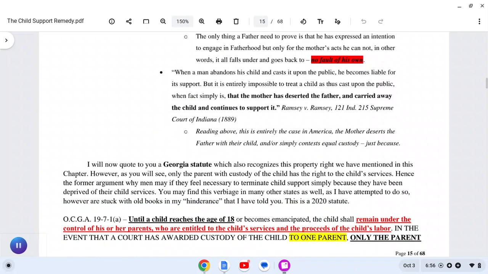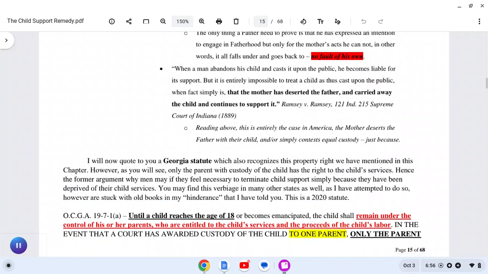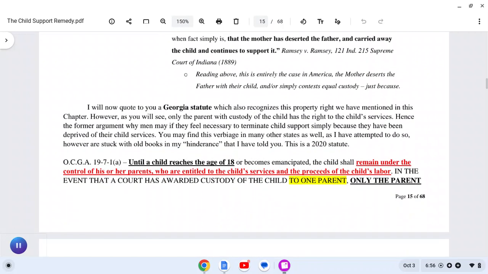Yep, that's right. When a man abandons his child and casts it upon the public, he becomes liable for its support. But it is merely impossible to treat a child as thus cast upon the public when the fact simply is the mother has deserted the father and carried away the child and continues to support it. That's the same case from above. Reading above, this is entirely the case in America. The mother deserts the father with the child and or simply contests equal custody just because.